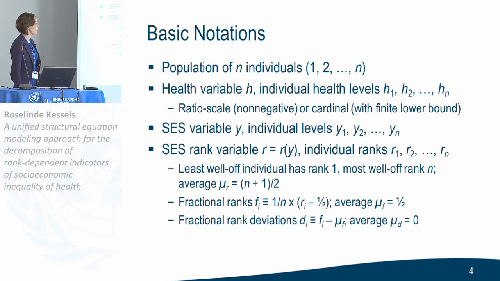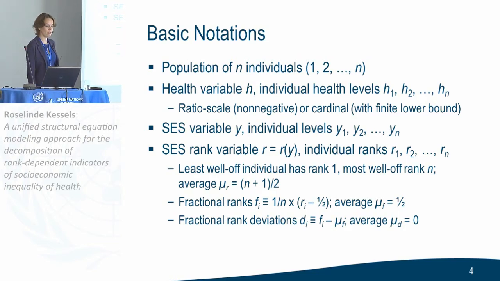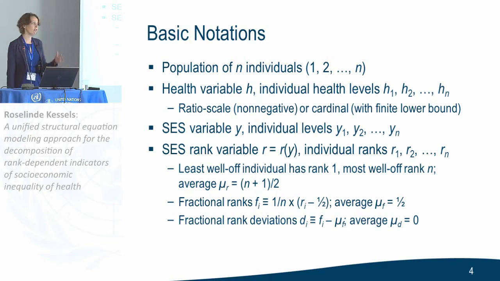Then our data set also has an SES variable with individual levels y1 up till yn, which we are going to rank from least well-off to most well-off. So we have some households then, and based on the SES variable, we will rank the individuals from least well-off to most well-off in order to get our rank variable in. Okay, based on this rank variable, we will be computing the fractional ranks for which the average equals a half. And then further on, we will be computing the fractional rank deviation, which is the deviation of the fractional rank from the average fractional rank, for which the average equals zero.